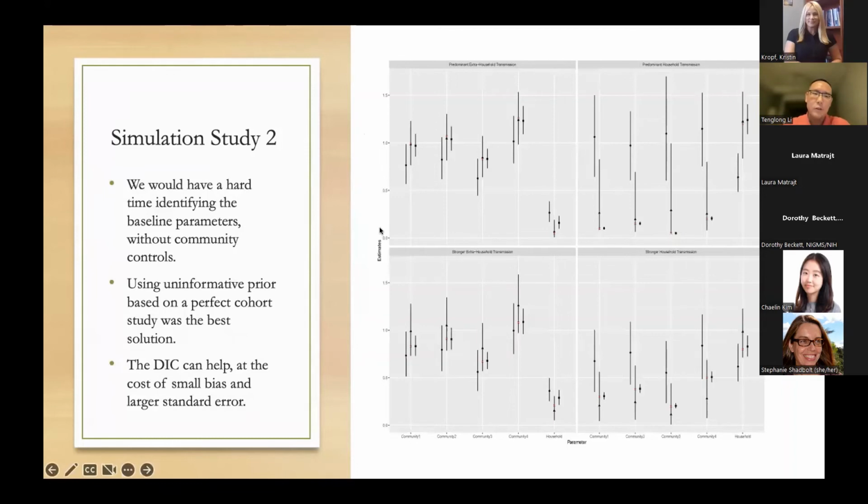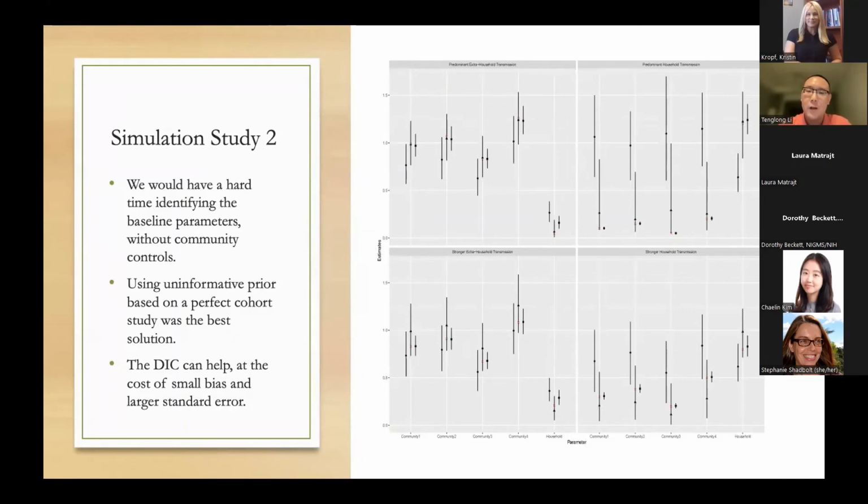Also, based on simulation study 2, remember, this is the case where we don't have community controls and we only have limited model controls. We compared estimation of baseline parameters, because that's where we find the identification problem. So basically, we compare 3 different methods, right? For the first method, you see I group 3 different estimations into a cluster. The one on the left is where we don't use any DIC, so we only use the original data with an uninformative prior. And you can tell it doesn't really change much across 4 very different scenarios. That's a sign of the existence of an identification problem.